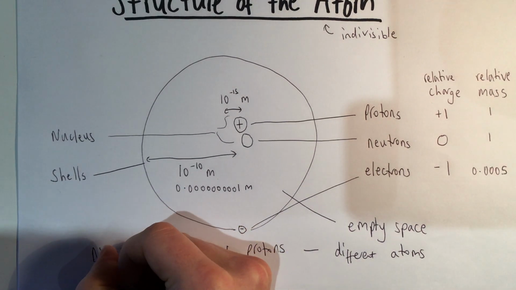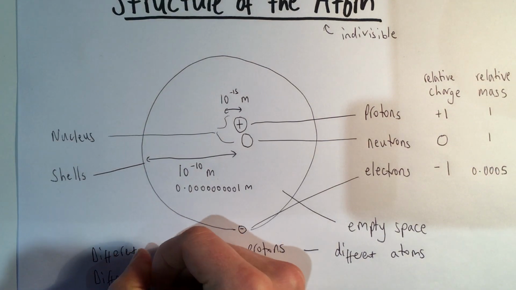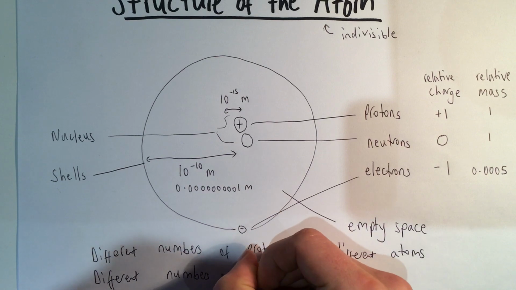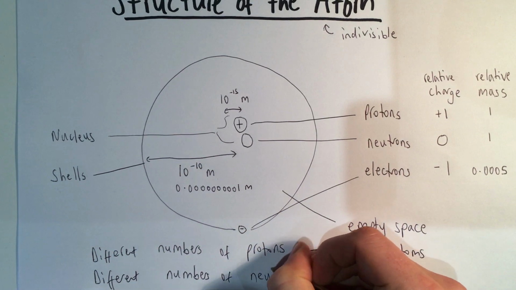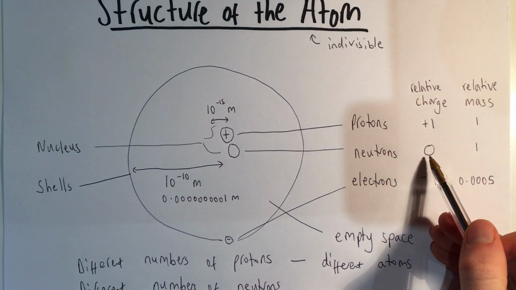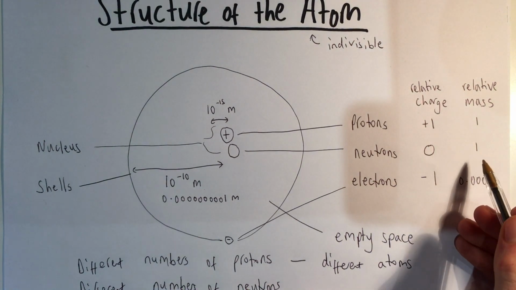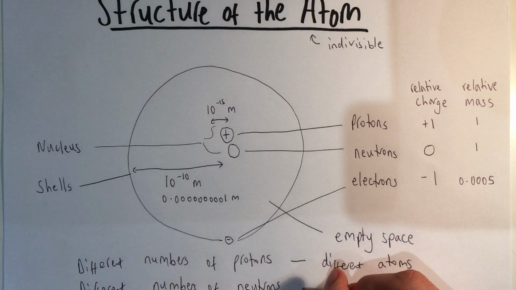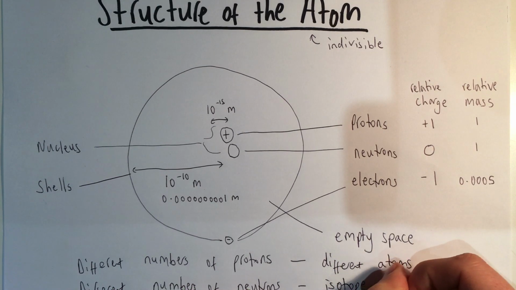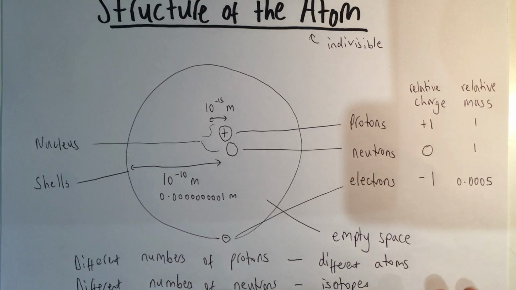If there were to be a different number of neutrons, neutrons don't affect the charge of an atom, but they do affect the mass of the atom. So they'd have different masses, and the term that we use for that is isotopes. We'll look at that in a separate video.